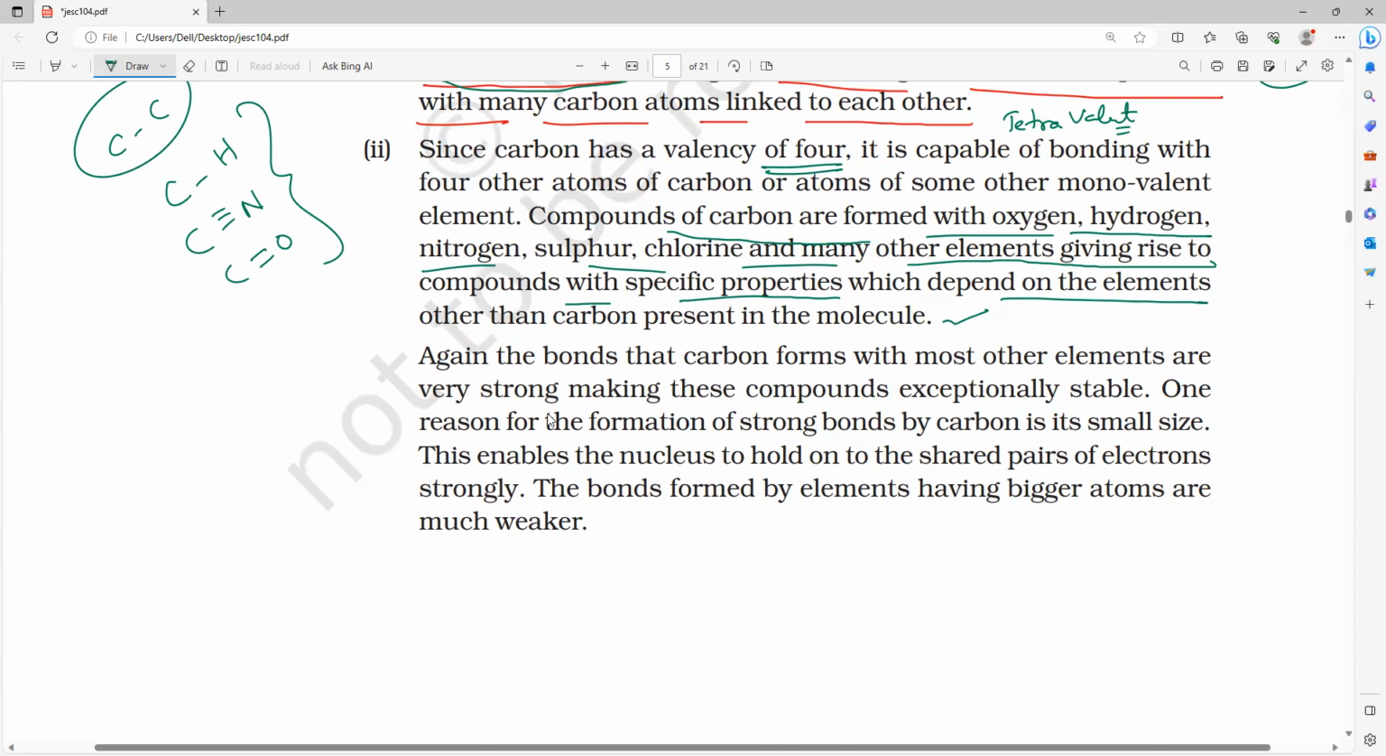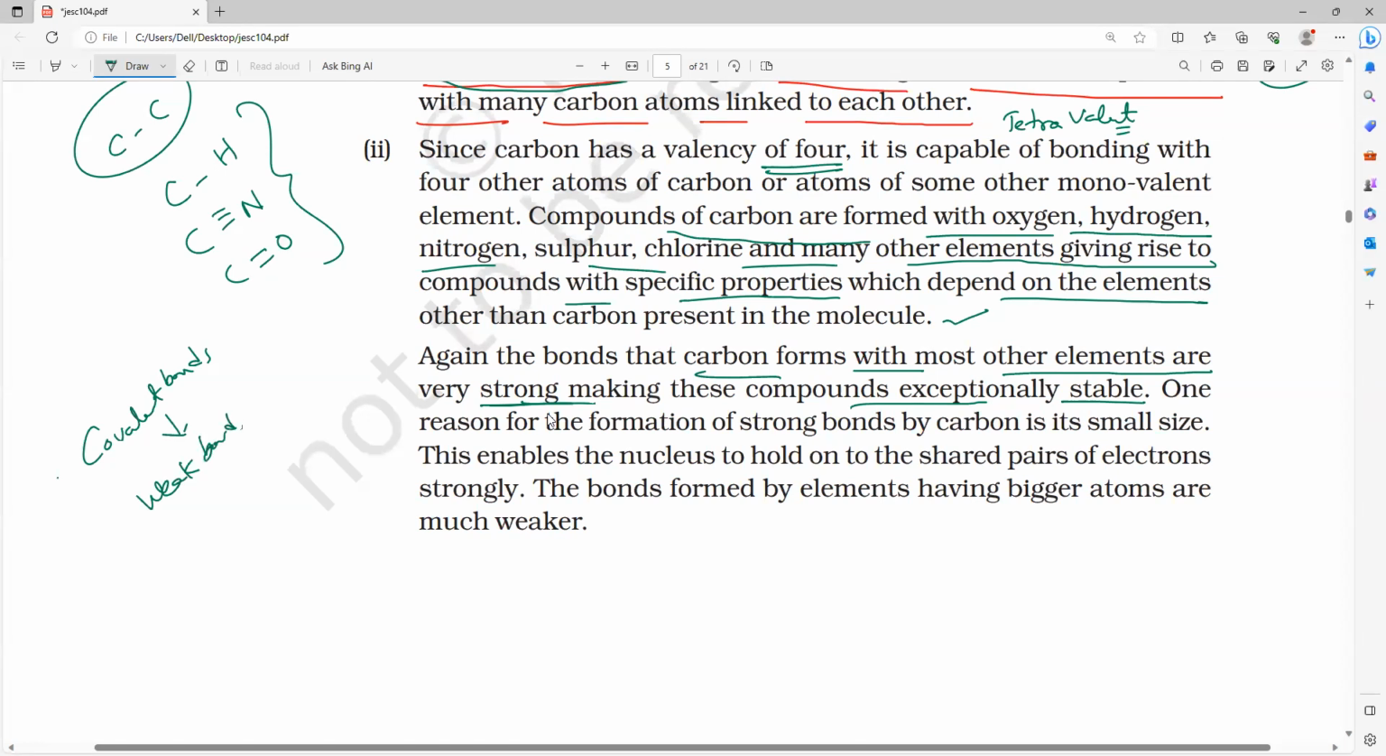And next, remember, the bonds that carbon forms among themselves and with other elements are very, very strong. Because of this, the compounds are exceptionally stable in nature. Why, sir? Basically, what are covalent bonds? Are they weak bonds or strong bonds?